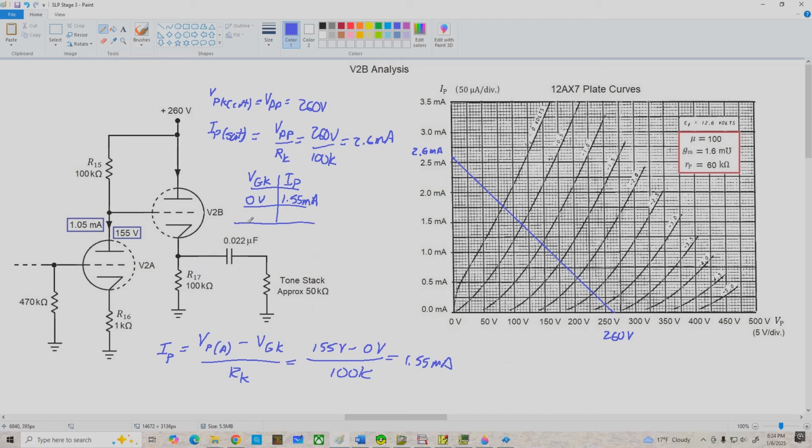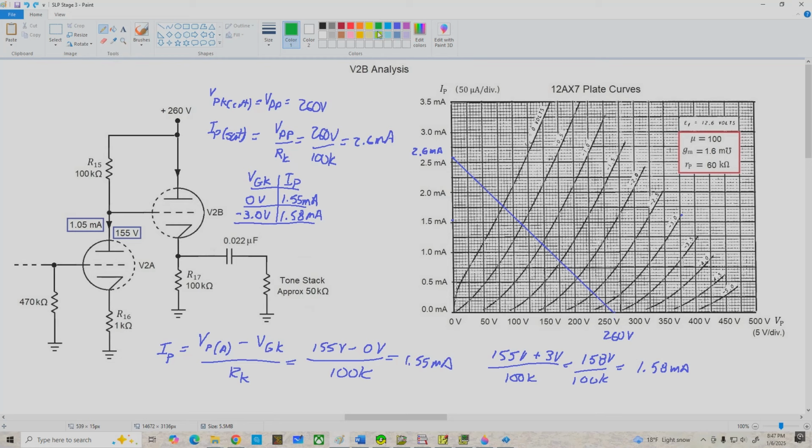All right, next we're going to pick a convenient VGK value over here from these curves. And somewhat arbitrarily, I'm going to use the negative 3 volt curve over here. So VGK is negative 3.0 volts. And the resulting I sub P is going to be 155 volts minus negative 3, or plus 3 volts, divided by 100K. So that's 158 volts over 100K, which is 1.58 milliamps. So here we have 1.58 milliamps.